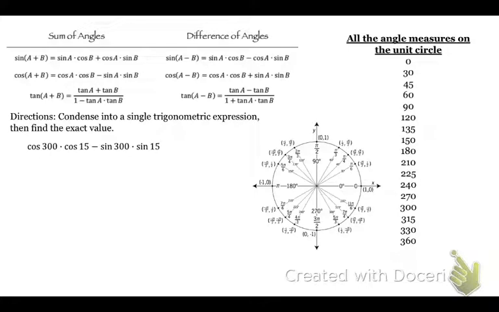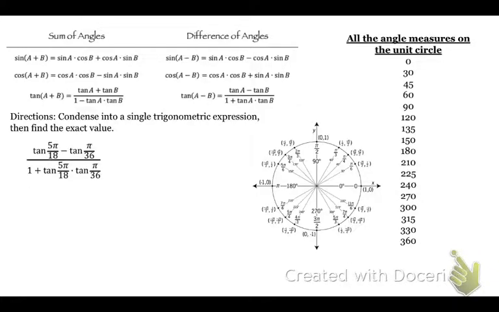This one, cosine 300 times cosine of 15 minus sine of 300 times sine of 15. Well, that's the sum of angles. That's this right here. So that means a equals 300, b equals 15. So this is going to be cosine of 300 plus 15, which is cosine of 315, which if you find 315 on your circle, the x value there is square root of 2 over 2.